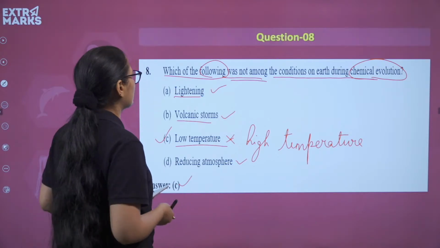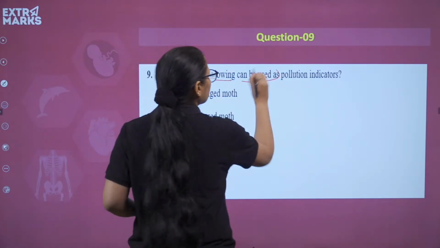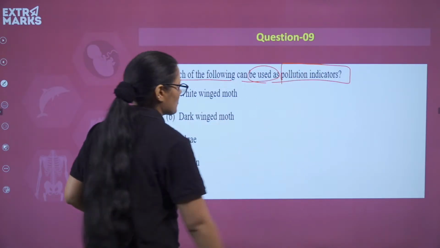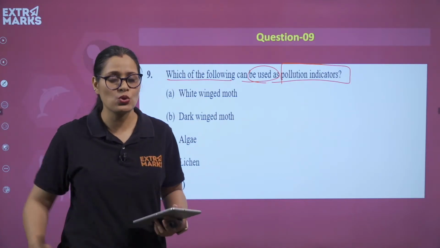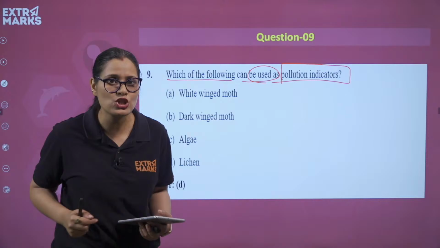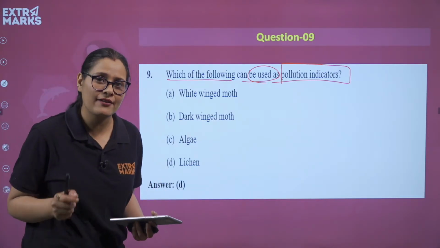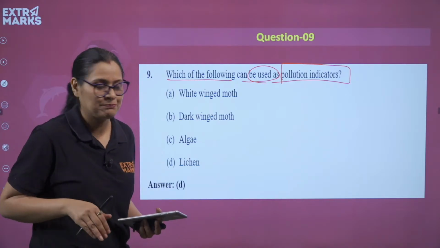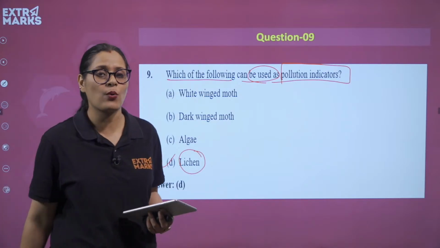Let's start with the next question, question number 9, which says, which of the following can be used as pollution indicators? We have seen this in the example of industrial melanism that shows natural selection, where the pollution indicator in that case was lichen. So the answer is lichen, because lichen was there post industrialization.